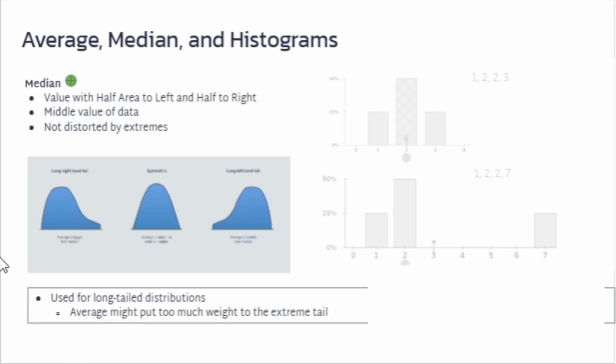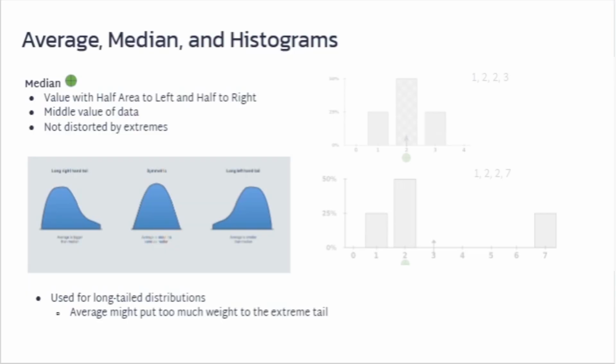So for the first one, the average is bigger than the median, as we showed in this example. The second one is symmetric, so the average and the median are the same. And for the one on the right, the long left-hand-tailed histogram, the average is smaller than the median. It's falling to the left of the median.